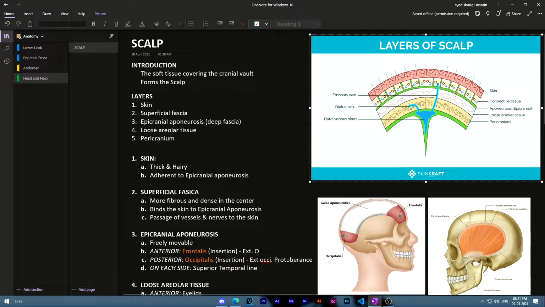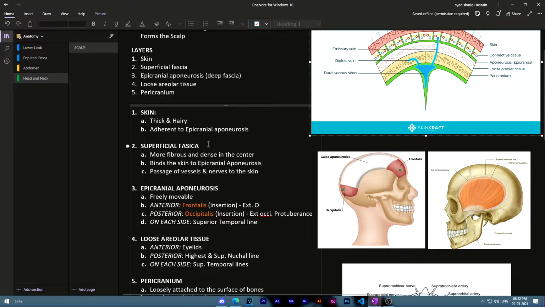The first one is the skin, the second one is connective tissue, also known as the superficial fascia, so you can write both, and the third one is epicranial aponeurosis, also known as deep fascia, the loose areolar tissue, and the last one is pericranium. So we're gonna talk about these layers individually now.